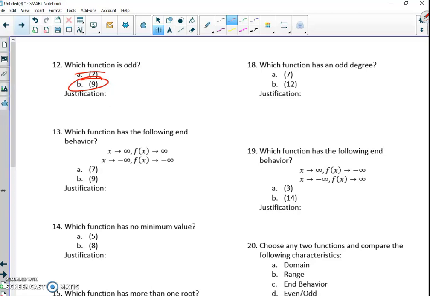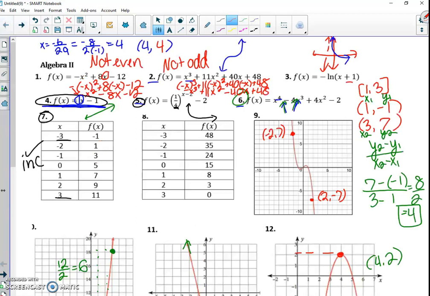So this one, this time, has a right side. Remember, x is positive means right side. That's going up. And then it has a left side that's going down. Okay, so we need a right side up, left side down. So let's look at functions 7 and 9.